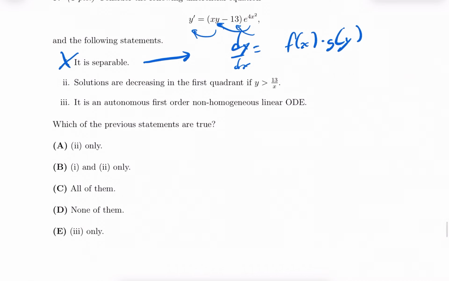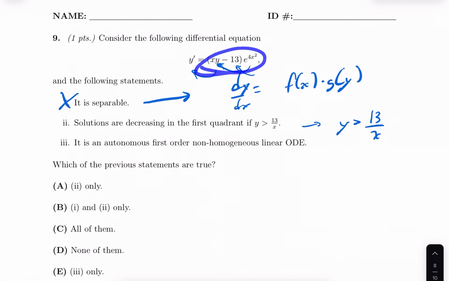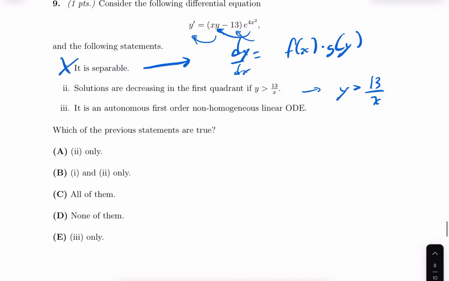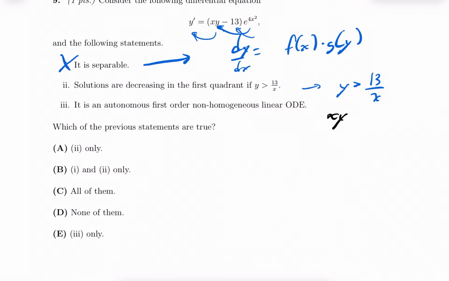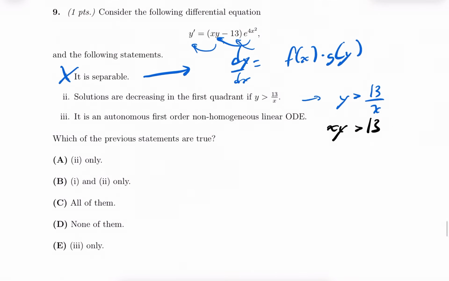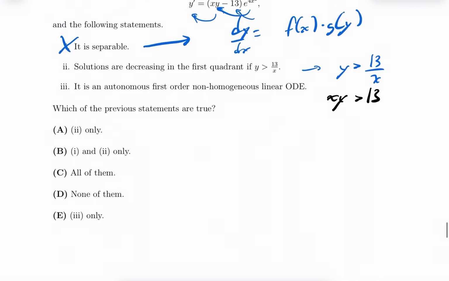Solutions are decreasing in the first quadrant. So why hurt your brain thinking about it like this? You see it right in here. It's x times y is greater than 13, so just multiply it up. They're trying to propose that solutions are decreasing in the first quadrant. In the first quadrant, I've got positive x and positive y. Now for x times y greater than 13, they're telling me solutions are decreasing in the first quadrant.